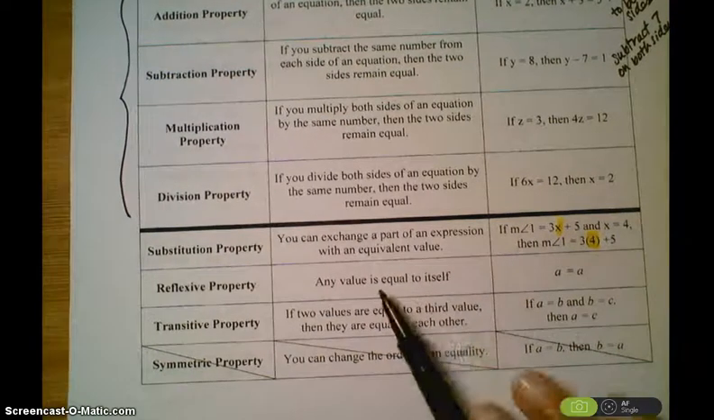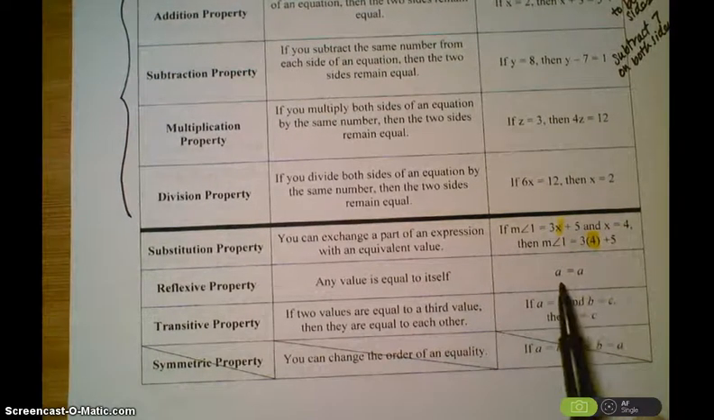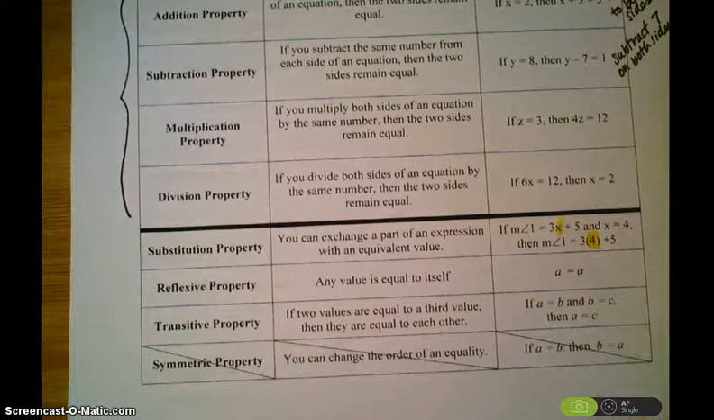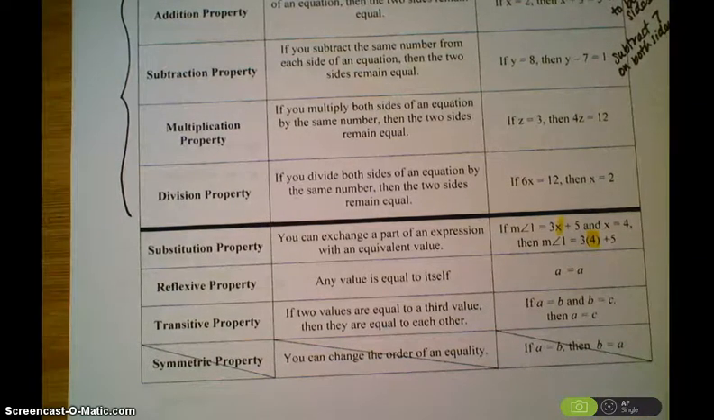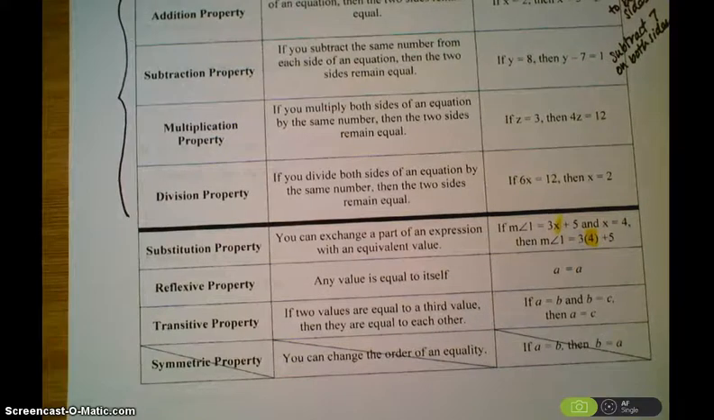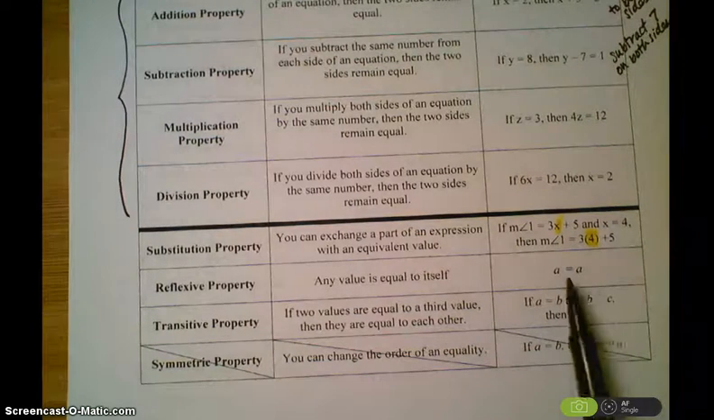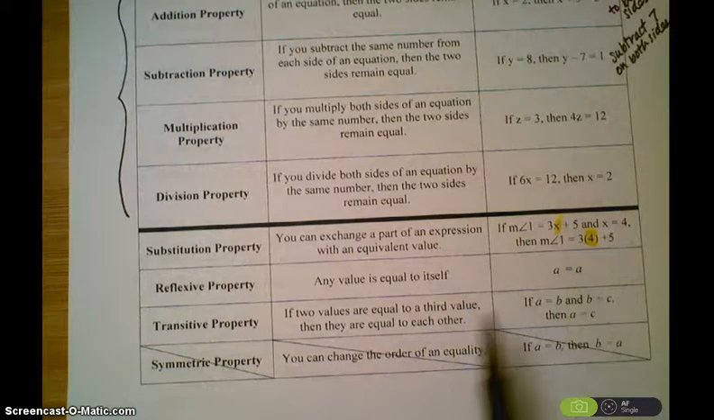Reflexive property says any value is equal to itself. A must equal A, B equals B, C equals C. I like to think of that one as reflexive, even though it's not the same thing, like a reflection in a mirror. You see yourself across the way.